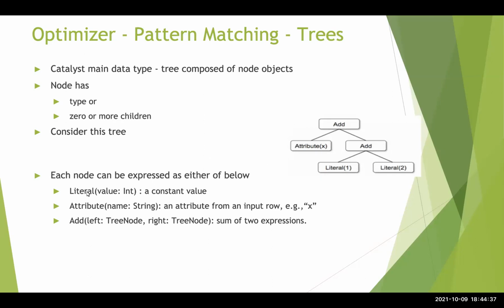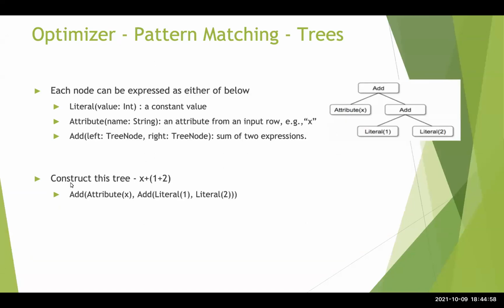Now this tree you can represent as this. You have a literal which has a constant value. You have a node called attribute, which is of type string, and then you have an add node, which has a left and a right. So it's basically the sum of two expressions. If you have to represent this tree, x plus 1 plus 2, using these expressions, you will express an add with an attribute on the left hand side, x, and on the right hand side, another add node, adding literal 1 and literal 2.